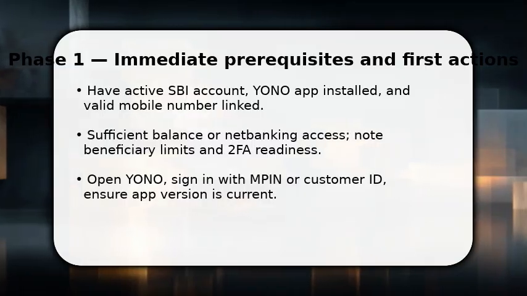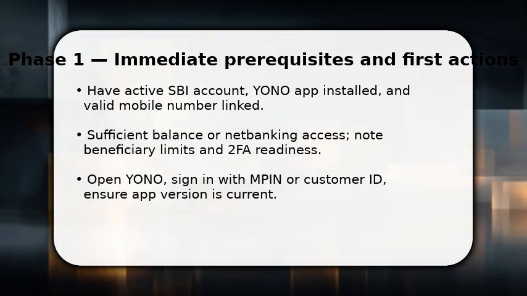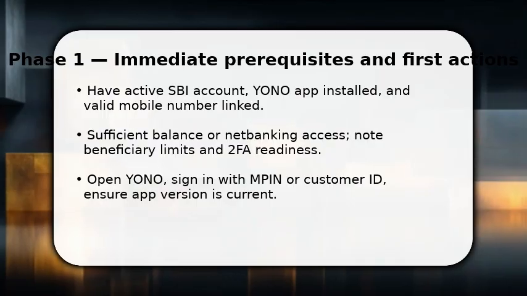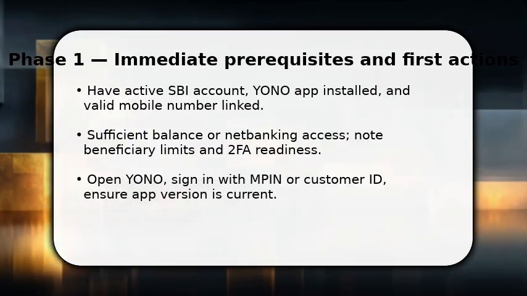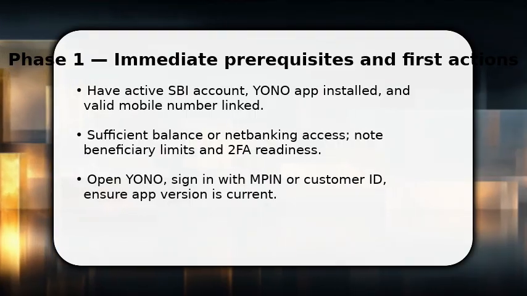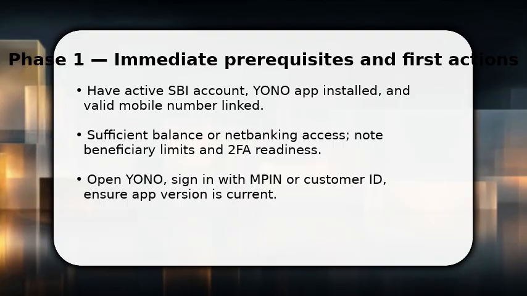You start by confirming prerequisites: an active SBI account, the Yono app installed, and your mobile number linked for OTP. Once logged in, make sure you have enough balance or net banking enabled because transactions may debit immediately.